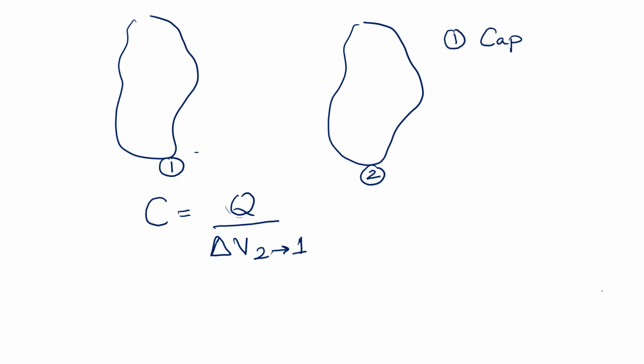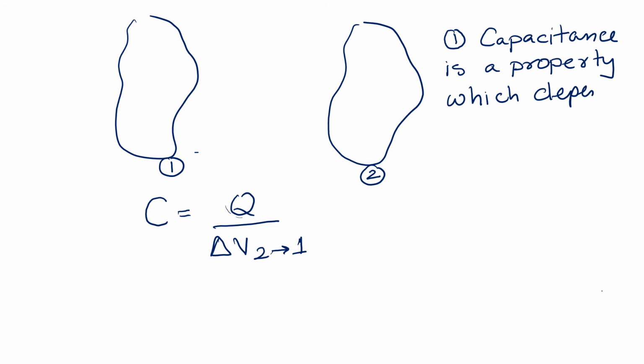Let's describe some of the values of the capacitance. What we are really interested in calculating is the relationship between the charge, let's say this is conductor 2 and conductor 1, and the potential difference which is created when I put this charge Q in. A few things to remember. First, capacitance is a property which depends on geometry. It doesn't depend on Q or V. We are still working in the linear regime.